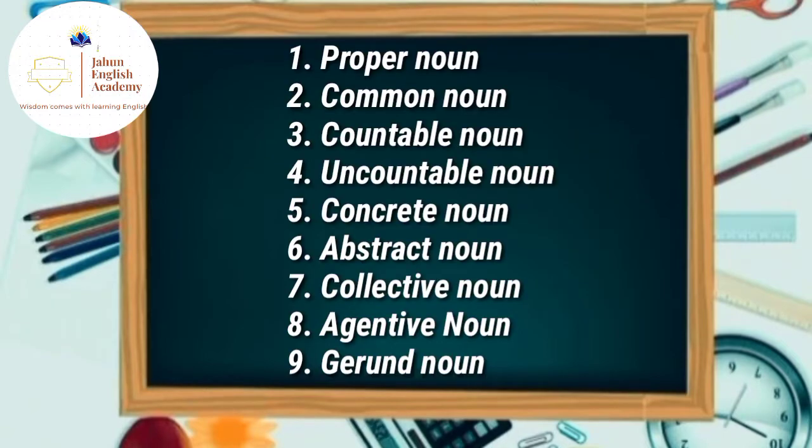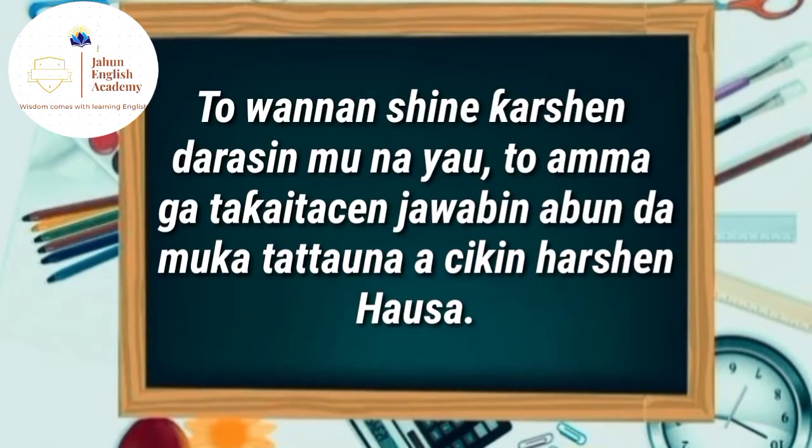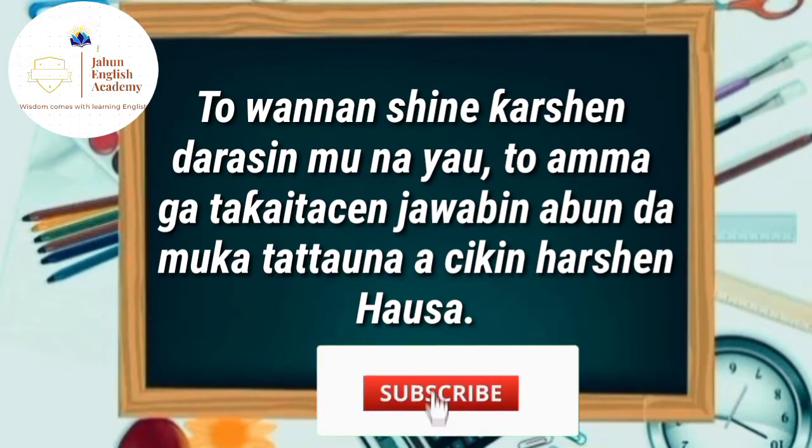1. Proper noun. 2. Common noun. 3. Countable noun. 4. Uncountable noun. 5. Concrete noun. 6. Abstract noun. 7. Collective noun. 8. Adjective noun. And 9. Gerund noun. This is the end of today's lesson, but here is the summary of what we've said in Hausa.